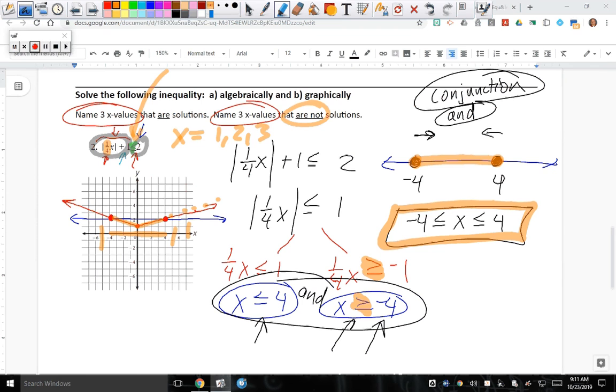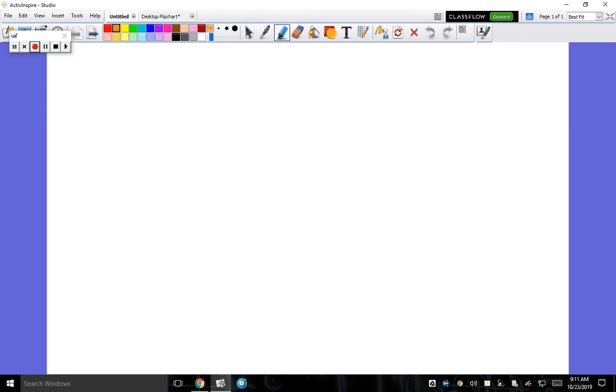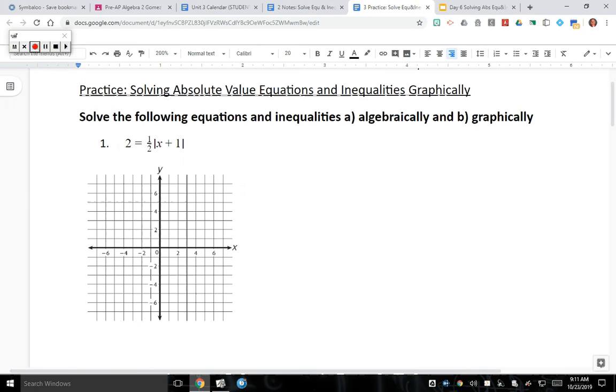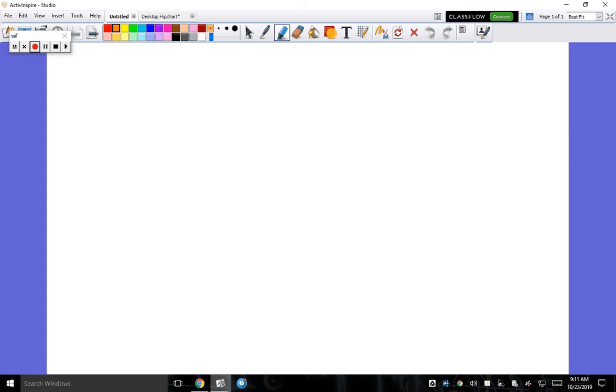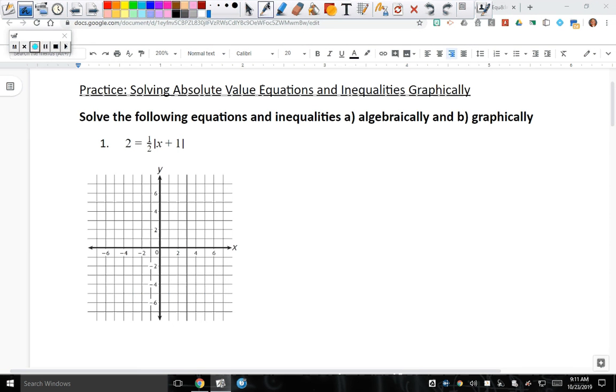Okay. So now let's go back. Let's start on this new one. And we're going to look at solving, again, algebraically and graphically, these kind of examples. But now you have those to follow with me. Okay? Yes? Oh, no question.